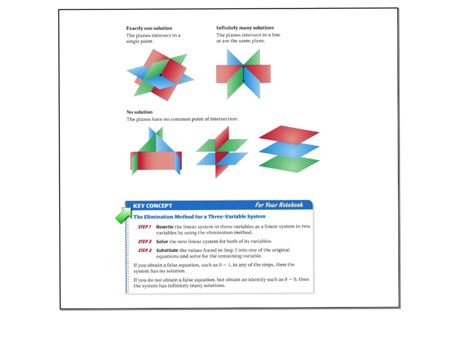So you can read the key concept below, and the elimination method is what we're going to be using to solve a three variable system. It goes through the steps here, and they won't make much sense until we actually start doing it. Your first step is to rewrite the linear system of three variables as a linear system of two variables. So what we're going to end up doing is eliminating one of the three variables. Then you solve the new linear system for both of its remaining variables. Your third job is to substitute the values found in step 2 into one of the original equations to get the third variable. So let's get started with an example.